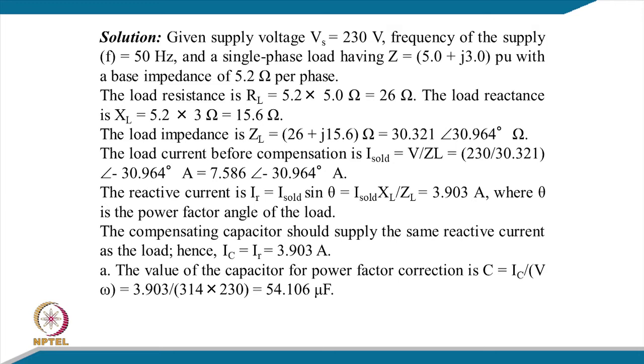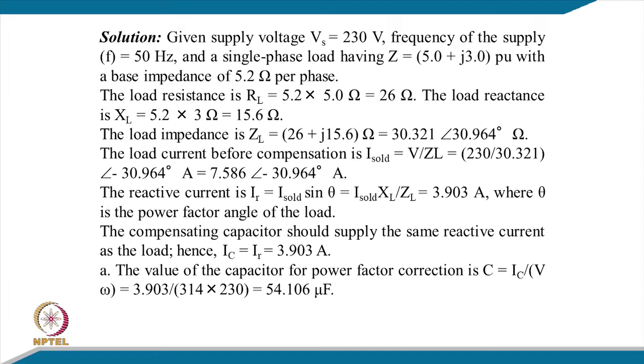Then you will get the actual ohmic value of the load: resistance is 26 ohm and load reactance, which is 3 multiplied by the base impedance of 5.2, comes to 15.6 ohm. So, load impedance in terms of ohm now becomes 26 plus j 15.6 ohm, where 26 is the resistance and 15.6 is the reactance of the load. You can convert this rectangular coordinate impedance into polar coordinate, meaning 30.321 ohm at the angle of 30.964 degree. So, that is the load impedance we have.